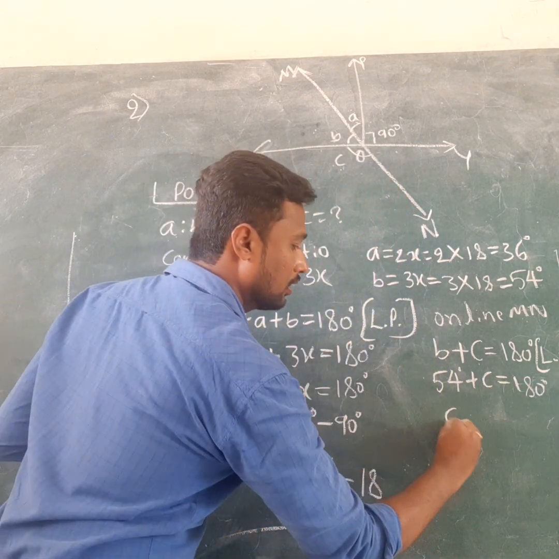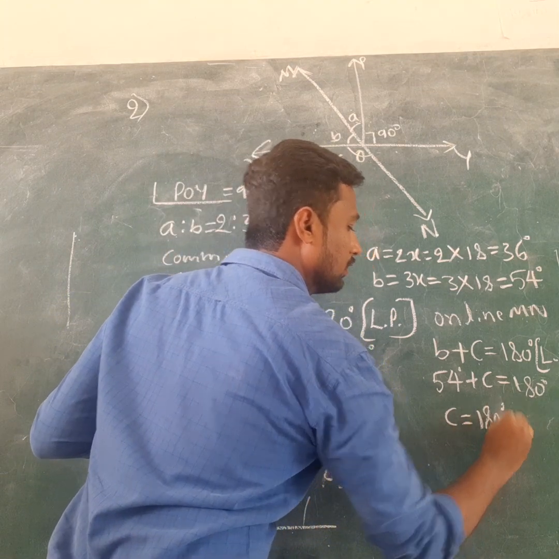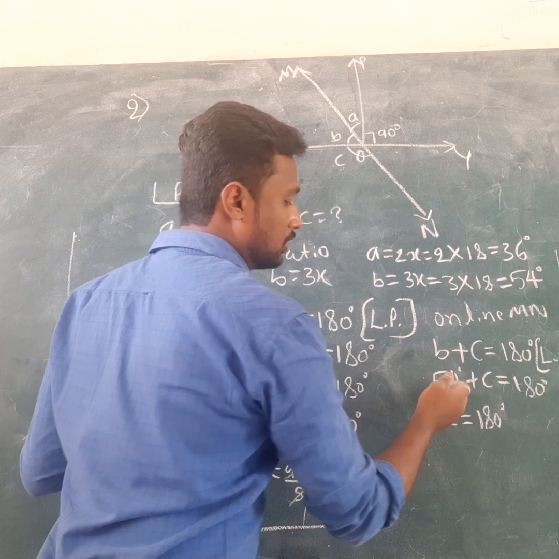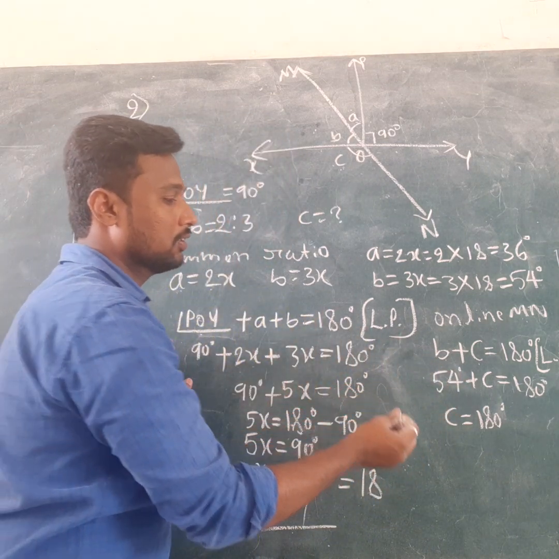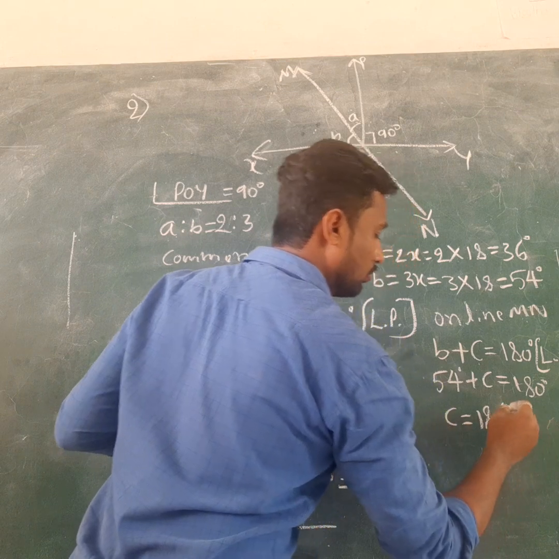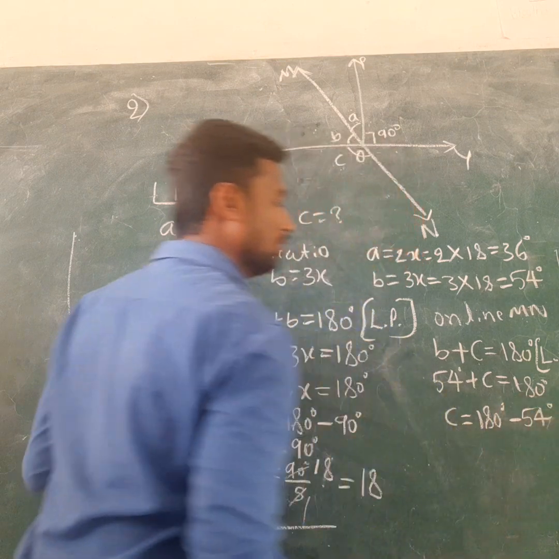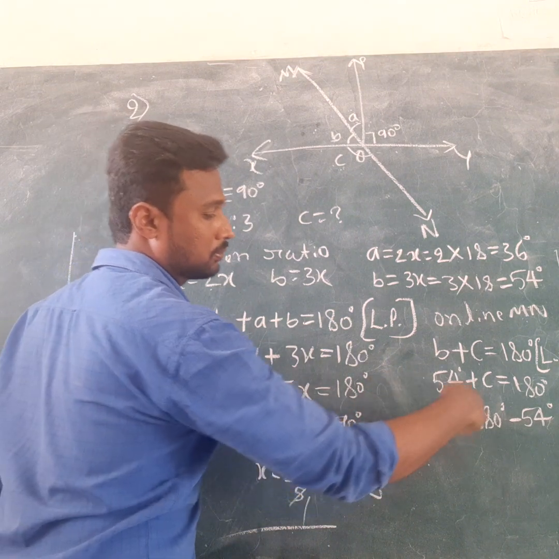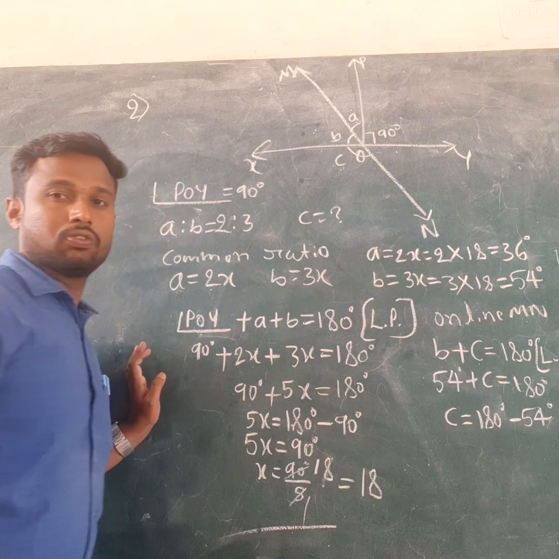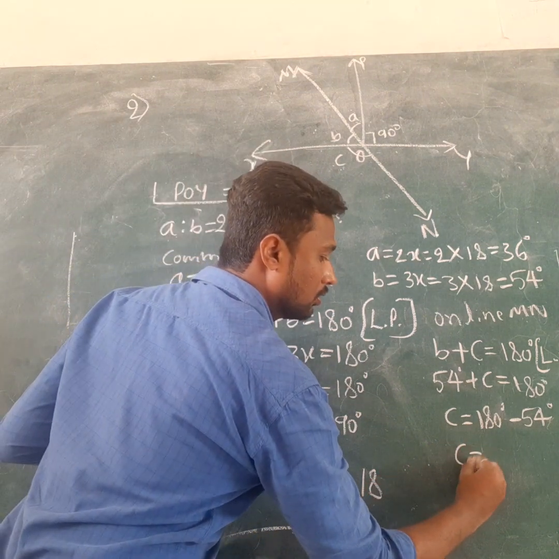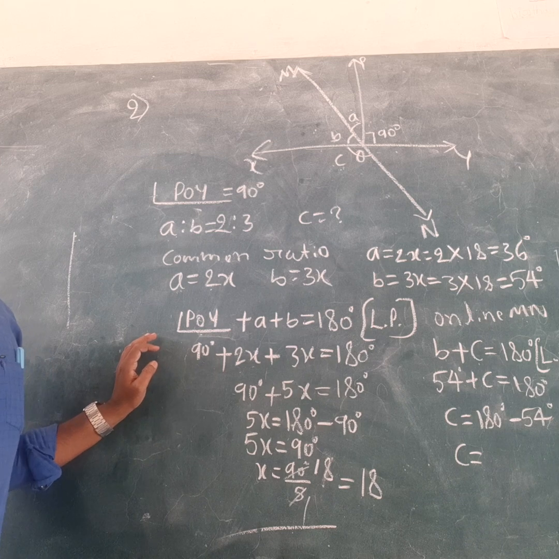Now angle C is equal to 180 degree. So now when I move this 54 degree from left hand side to right hand side, what will be the answer? What will be the value? Minus 54 degree. Now it is positive. When it comes to right hand side, it is negative now, minus 54 degree. So C is equal to 180 minus 54 means, what is the answer?